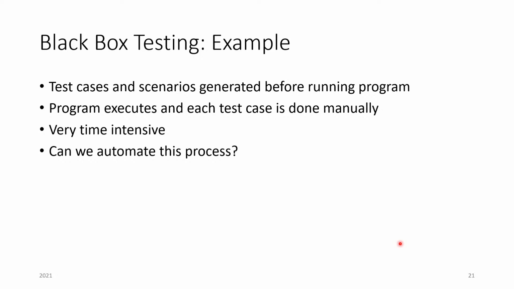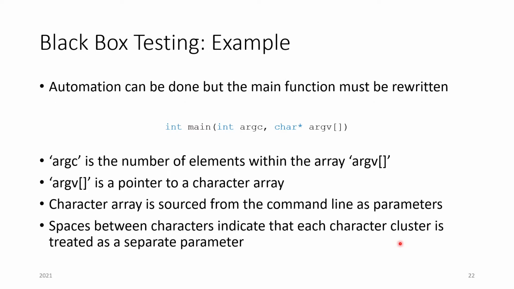For black box testing, you're going to have to implement your program a little bit differently. And typically, black box testing is normally done manually, but it's very time intensive, and it's possible for us to automate this process. So, in doing black box testing, that means you're going to have to rewrite the functionality of your main function altogether. So your main function needs to take this particular instance and this particular format.